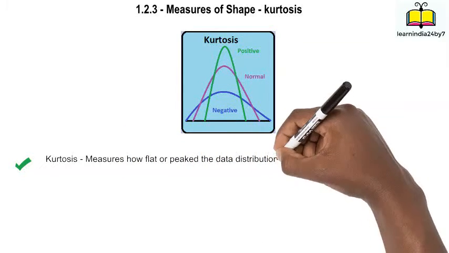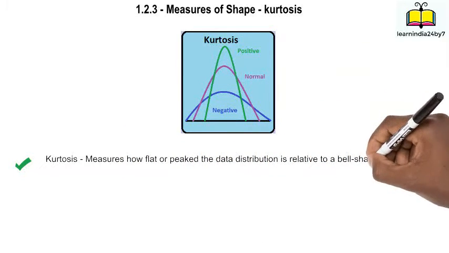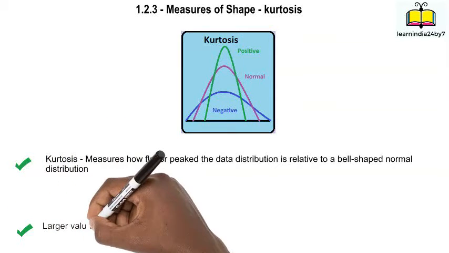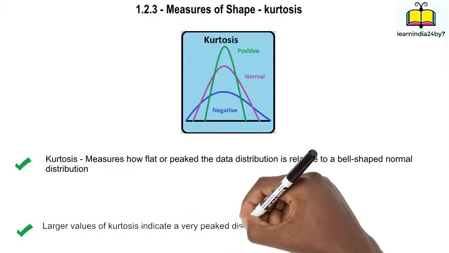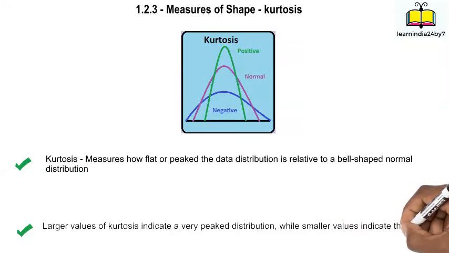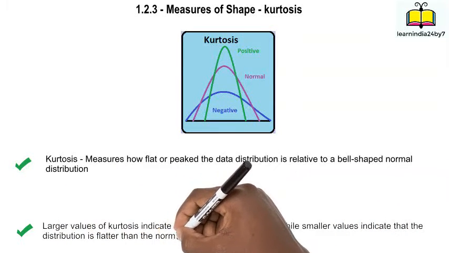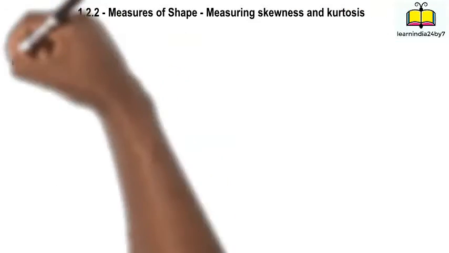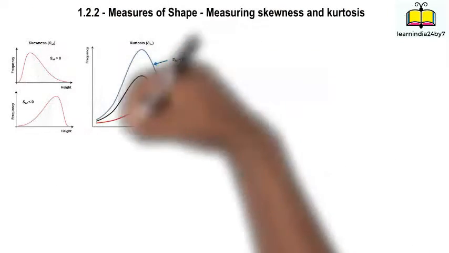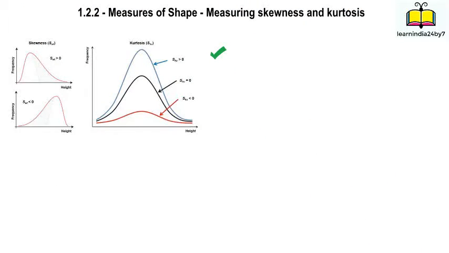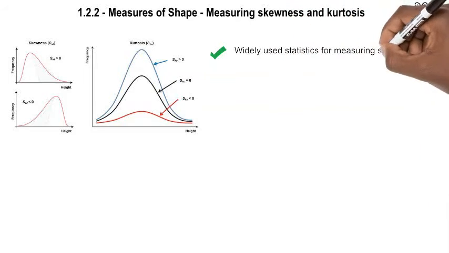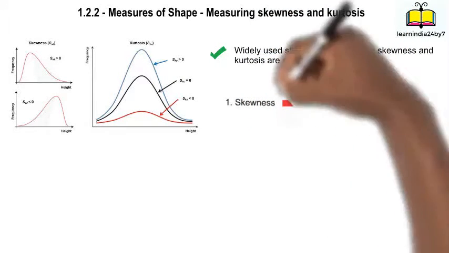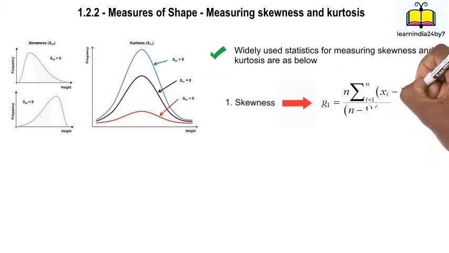Kurtosis measures how flat or peaked the data distribution is relative to a bell-shaped normal distribution. A large value of kurtosis indicates a peaked distribution, while a smaller value indicates a flatter distribution. The commonly used statistics for measuring skewness and kurtosis are as below.